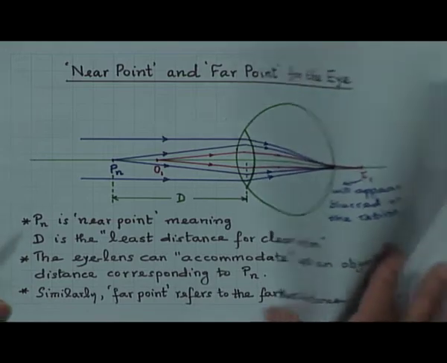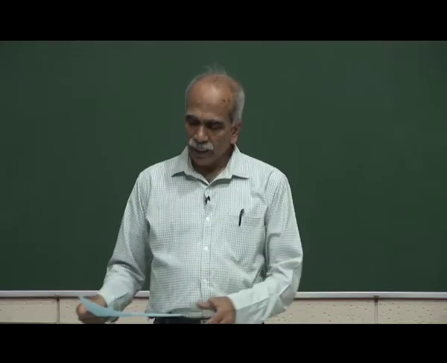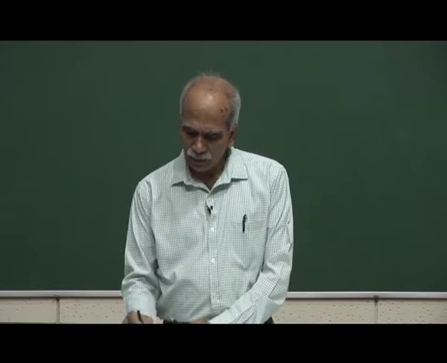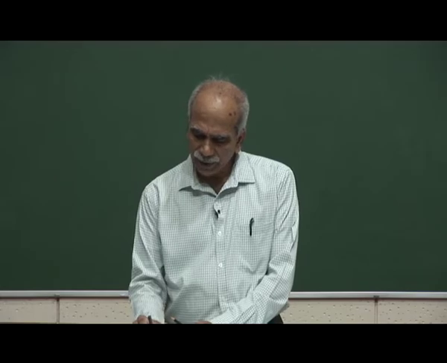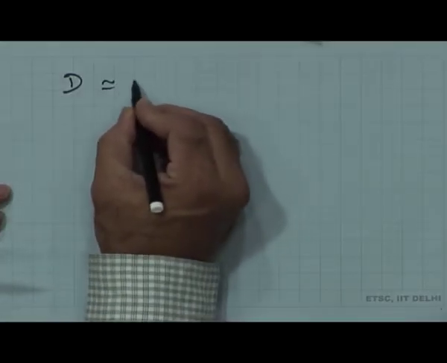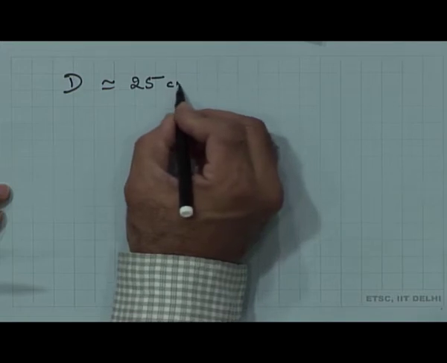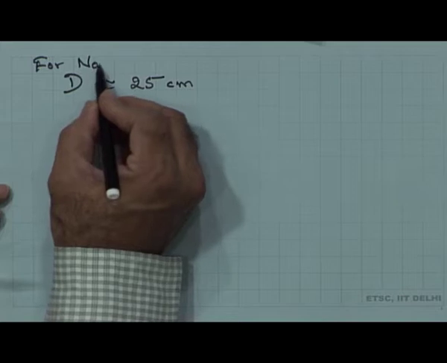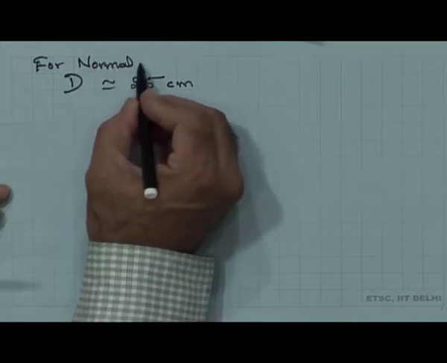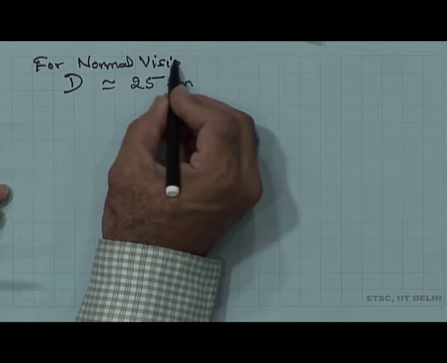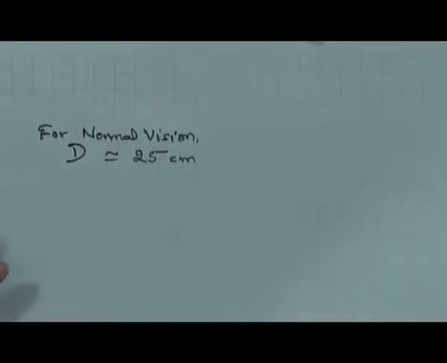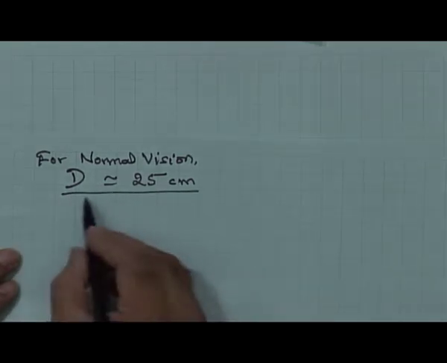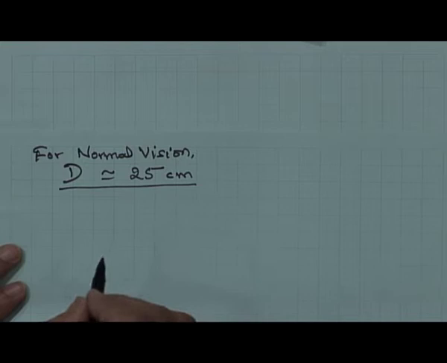We will discuss this more in the next slide. Commonly, for normal vision, D is approximately 25 centimeters. Actually, this varies from person to person, and this varies with age even for the same person.